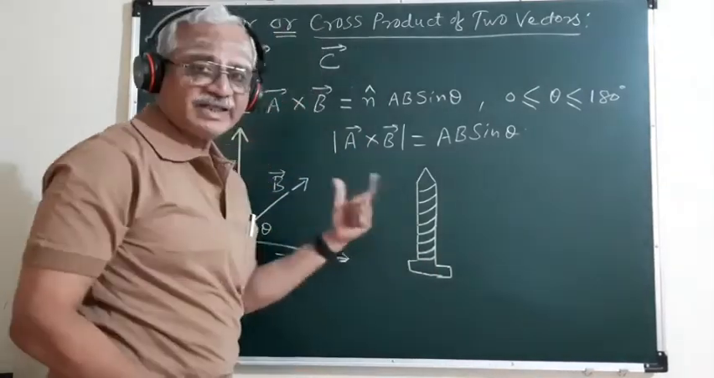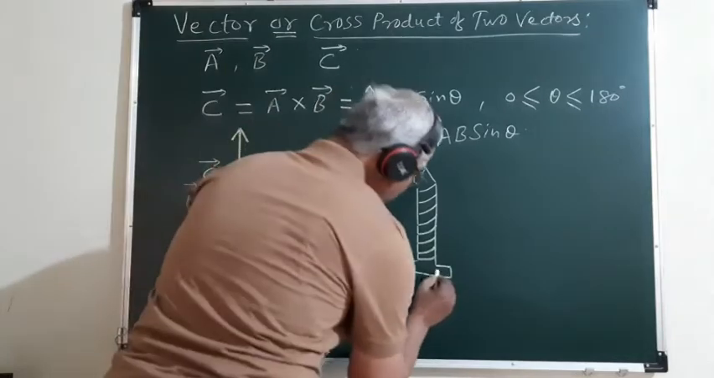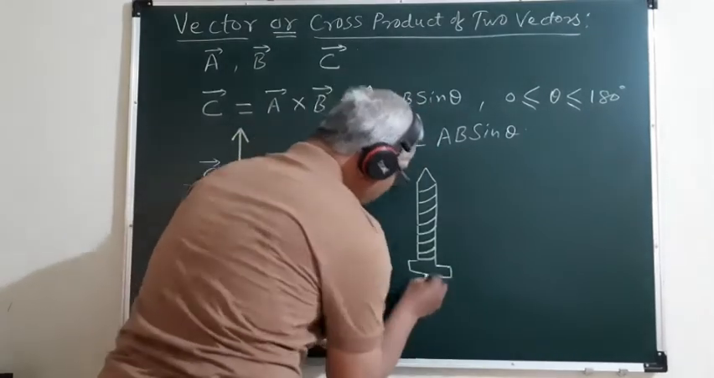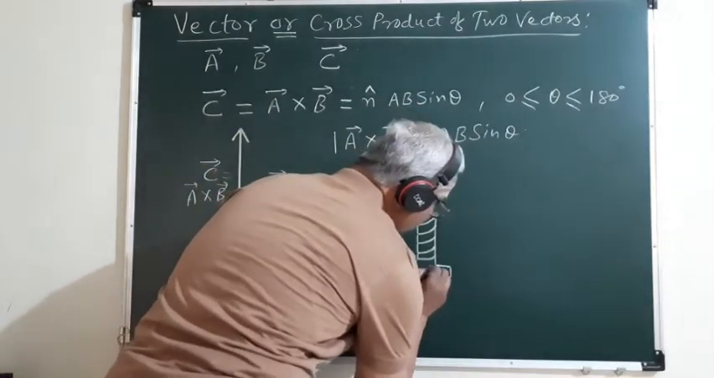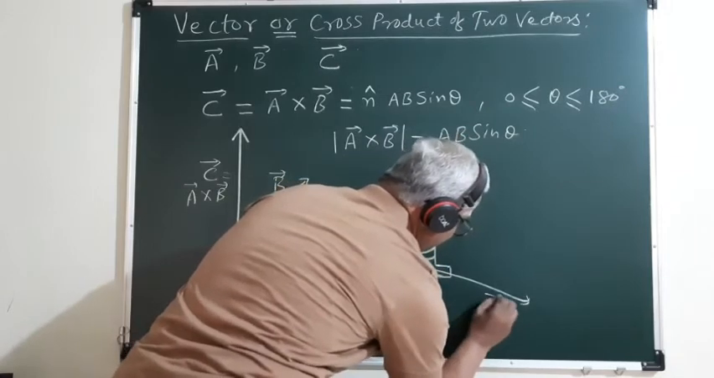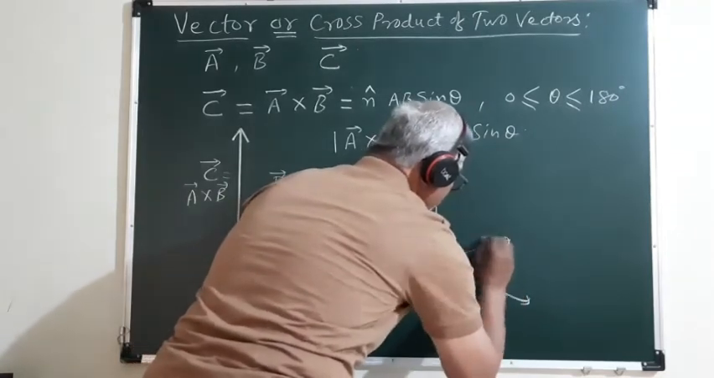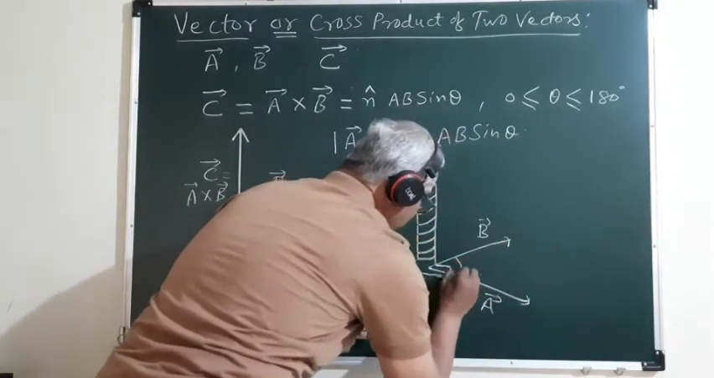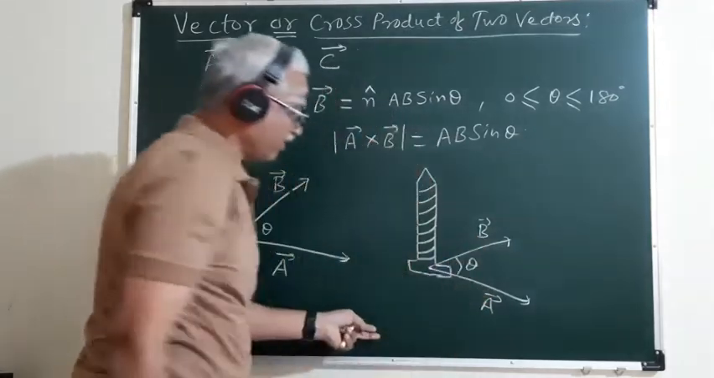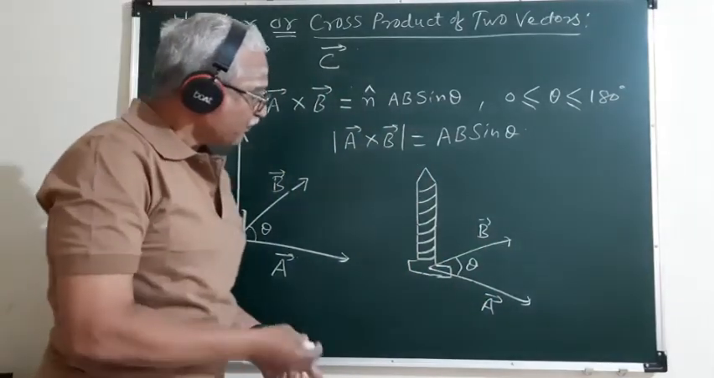Suppose we have this right handed screw and we have the vector a bar here. This is the vector a bar and this is the vector b bar. Theta is the smaller angle between these two vectors.